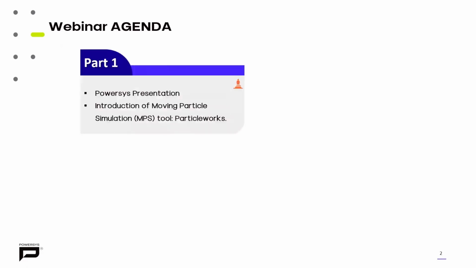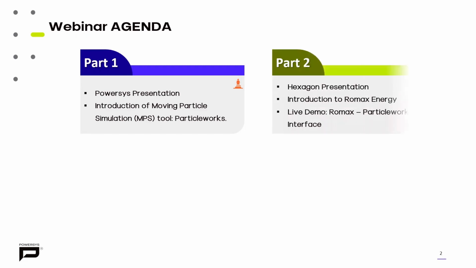So the agenda of the webinar is below. In the first part, I will present the Powersys company. I will also introduce the moving particle simulation that is implemented into Particleworks. Then in the second part, Mr. Rob will present the Hexagon company, and he will also introduce the Romax Energy tool that we use to couple with Particleworks, and he will also do a live demo on the coupling between Romax and Particleworks.